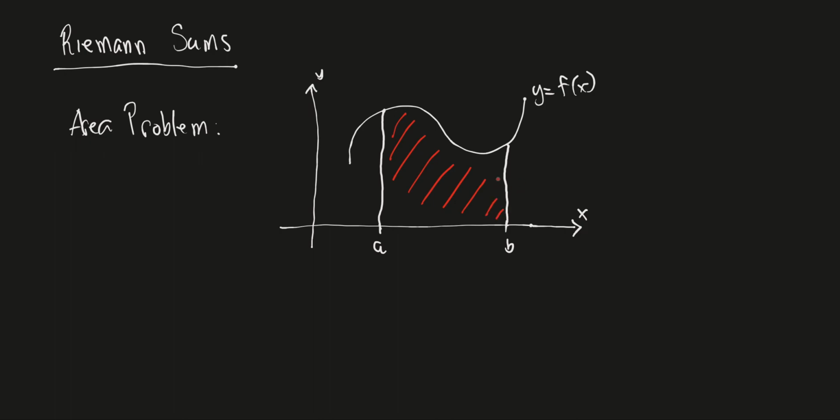And the area problem asks this question: what is the area of the region? We call it a region because it's bounded by a curve and some lines. So what is the area of the region shaded in red? And that is the area problem. Every problem for us is a question, and we want to know how to answer that question.